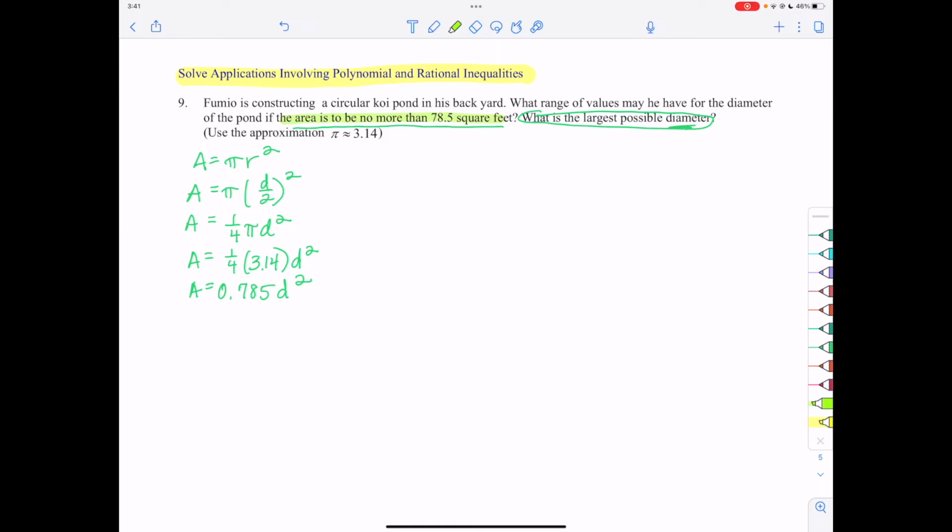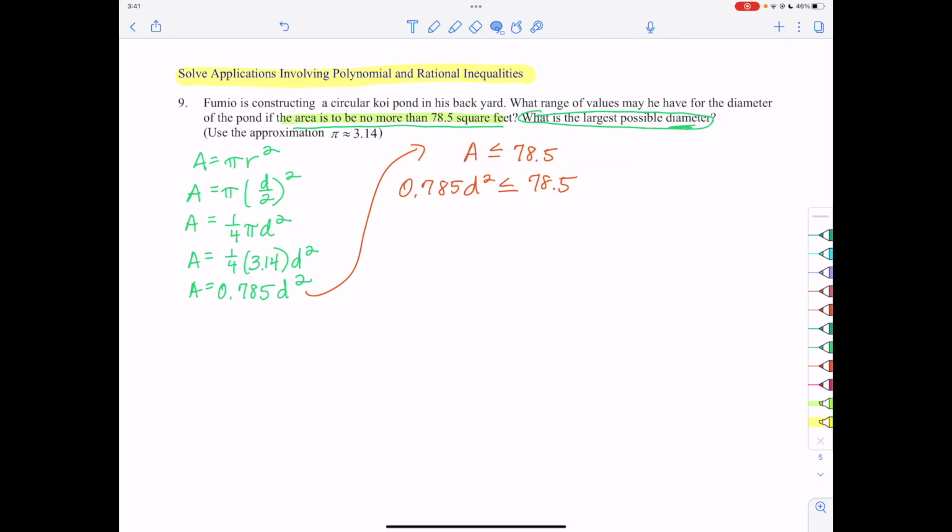Now, here we want the area to be no more than 78.5 square feet. So what could we say? We could say that the area must be less than or equal to 78.5. So 0.785 d squared is less than or equal to 78.5.